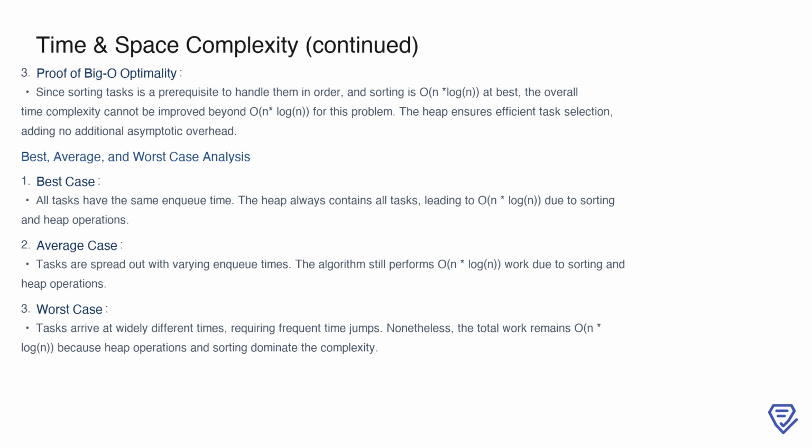Looking at specific scenarios, in the best case, all tasks have the same enqueue time. Here, the heap contains all tasks at once, and the algorithm's complexity is dominated by the O(n log n) operations for sorting and heap management. In the average case, tasks have varying enqueue times, but the total work again remains O(n log n) due to the same factors. Even in the worst case, where tasks arrive at widely different times and require frequent time jumps, the dominant operations still result in O(n log n) complexity. This consistency across cases highlights the robustness of the algorithm.